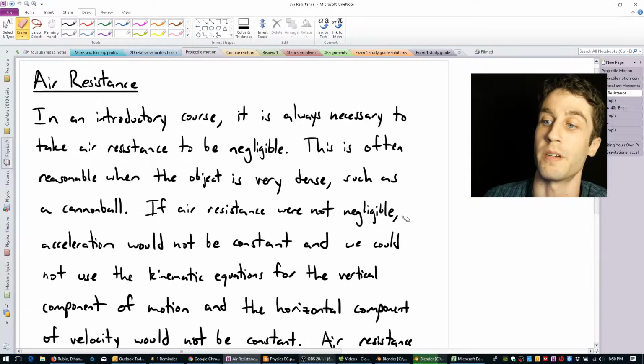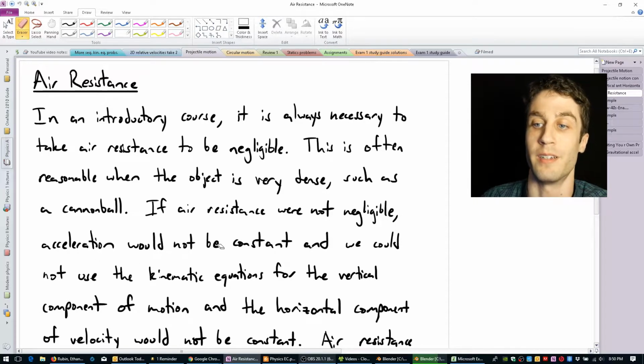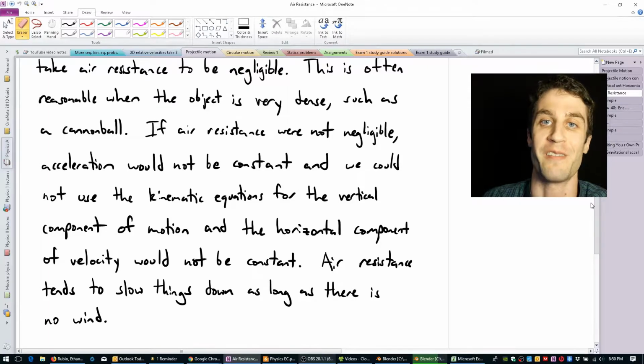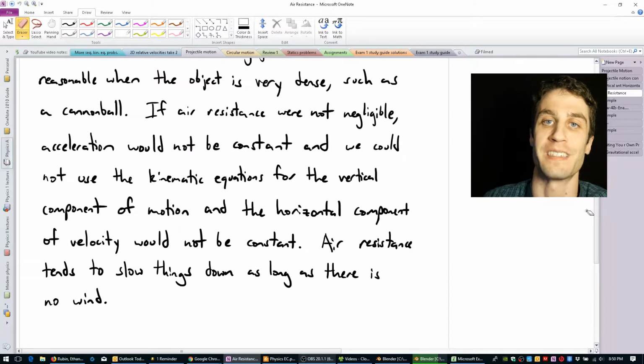So if air resistance were not negligible, acceleration would not be constant, and we could not use the kinematic equations for the vertical component of motion, and the horizontal component of velocity would not be constant. So basically we'd be completely screwed. We would not have any way of doing these problems because everything that we've done so far has depended on constant acceleration, and you get non-constant acceleration in both components, and it just becomes unsolvable.